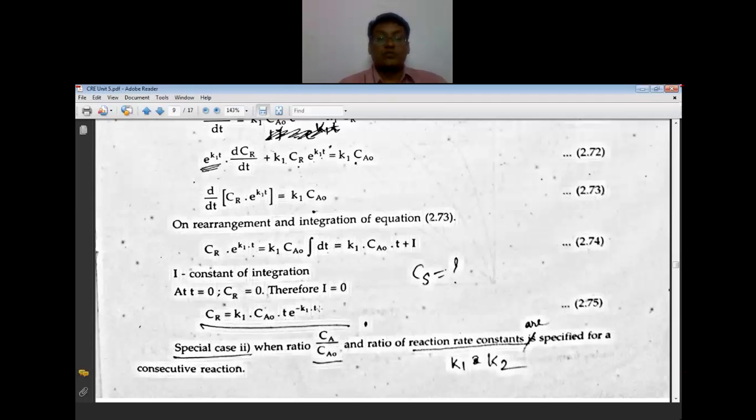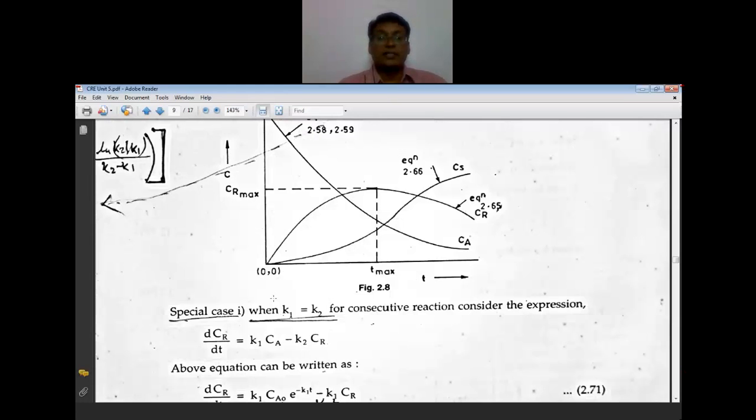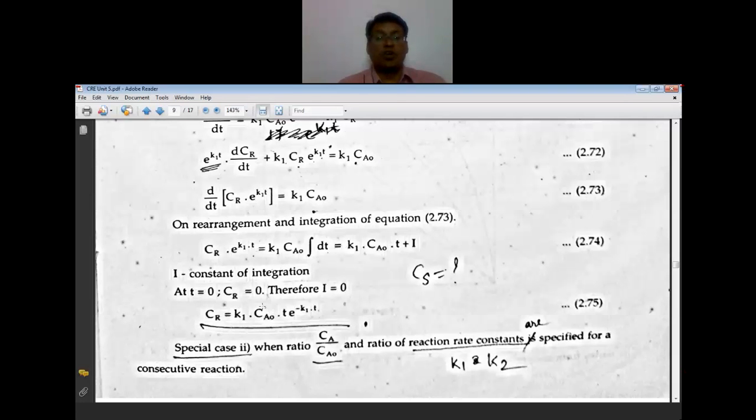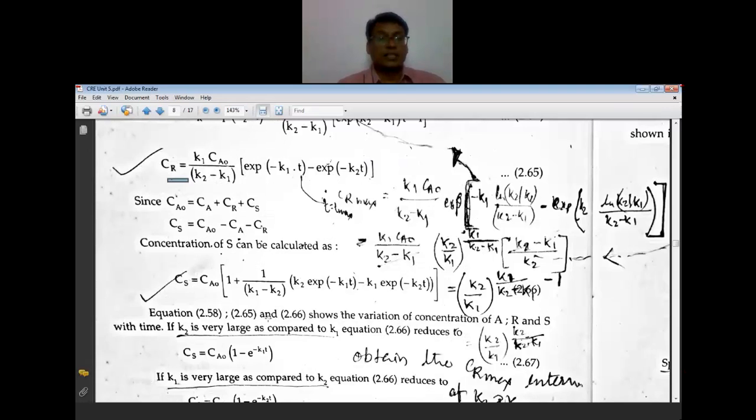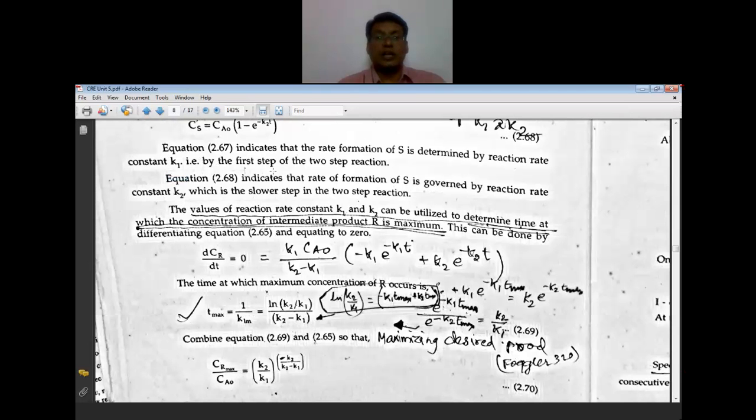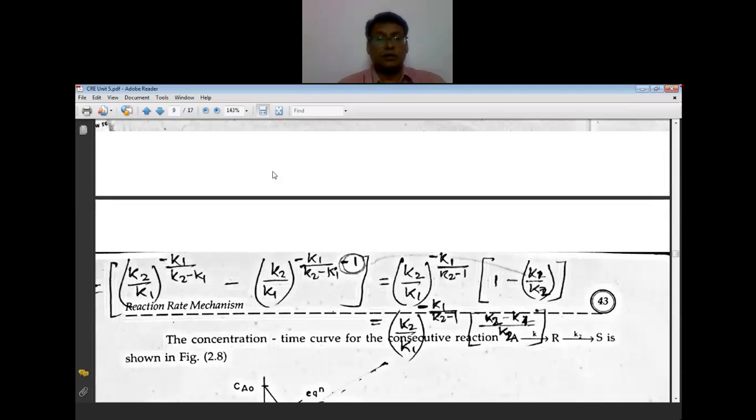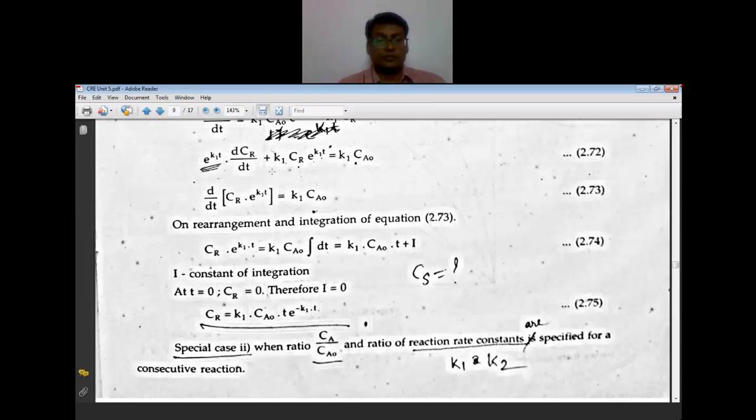So this is the value of CR, but in which case? It is the case when k1 is equal to k2. This is the case for CR for k1 equal to k2. The general case, CR, is calculated as this one. And if you simplify this with k1 equals k2, you will get the same equation.